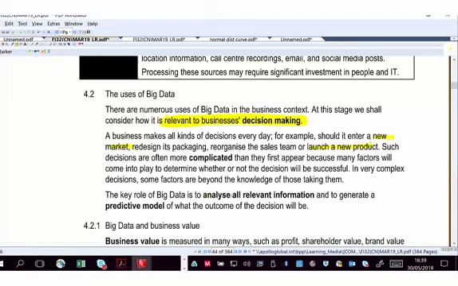It's important that we analyse all the relevant information, as we mentioned, to make sure that we remove any irrelevant data so that we can generate a predictive model of what the outcome could be based on the data that's relevant.